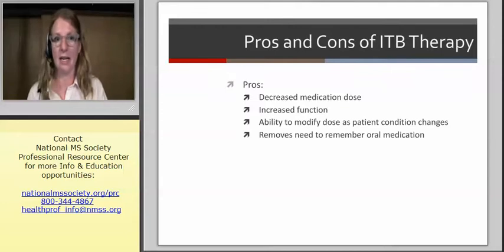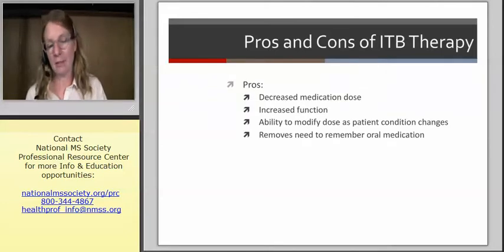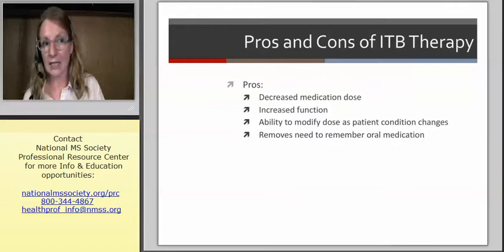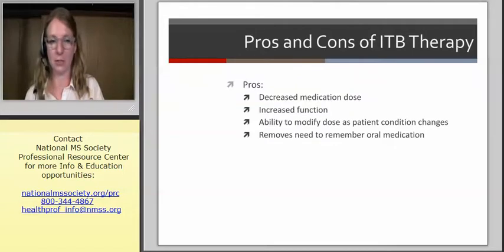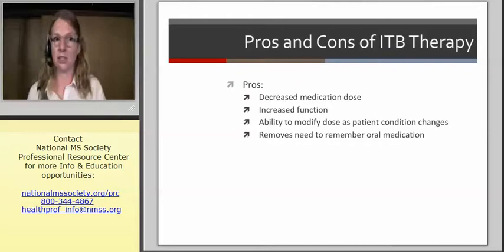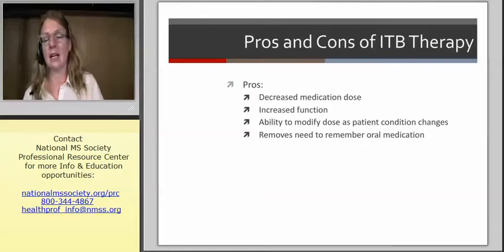The pros are, it decreases the medication dose. It goes from a milligram dose to a microgram dose, so sedation is much less, also because it's not being administered into the brain. It can increase function quite nicely, and there's starting to be more research on this, but it can increase function more than it has previously been thought to. The ability to modify the dose as the condition changes is really important with MS.